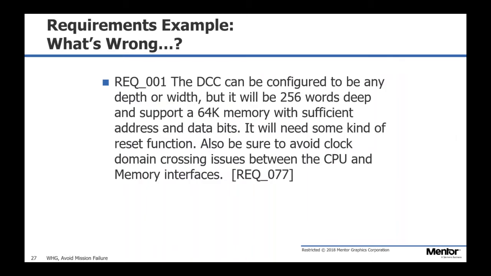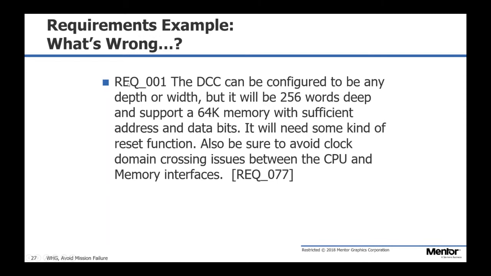So here's an example of a really bad requirement. Requirement 1: the DDC can be configured to any depth and width. It will have 256 words. It will support 64K bit memory with sufficient address and data. It will need some kind of reset. Also, be sure to avoid clock domain crossing issues between the CPU and memory. So there's a lot of things wrong with this requirement.